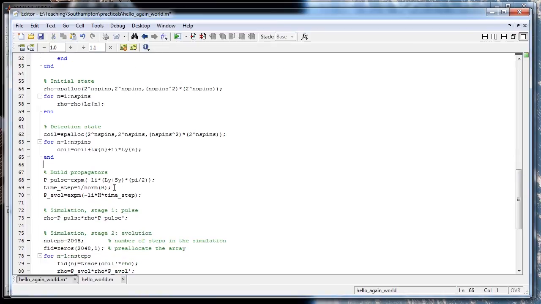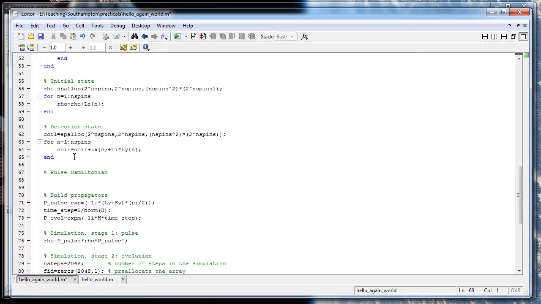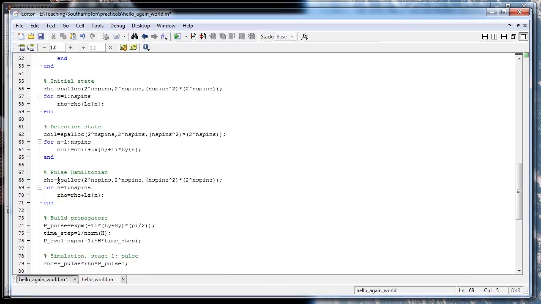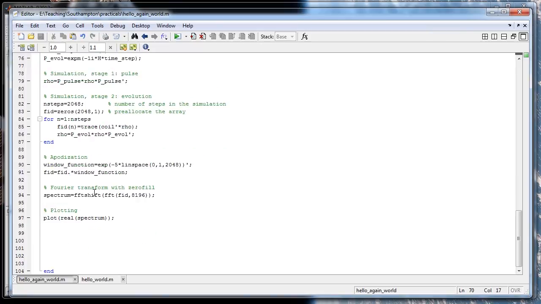Then the pulse operator will have similarly to be generated from here. So I'll just put it as a pulse Hamiltonian here, pulse Hamiltonian, and make something similar to this. So it'll be HP allocated. HP is HP plus, we are pulsing on Y here, so it will be Ly, and instead of this sum we will have HP in here for the pulse. Time step we have already declared, that's our time step, that's the expm.